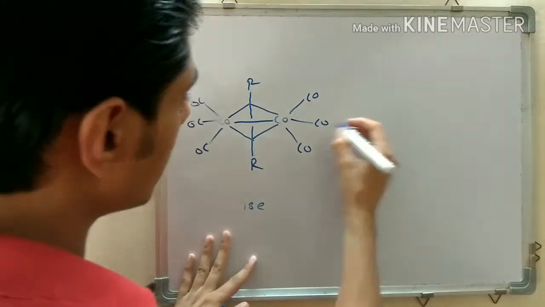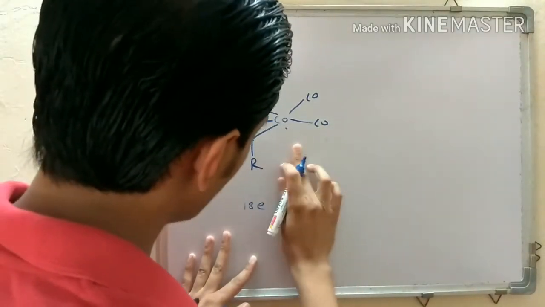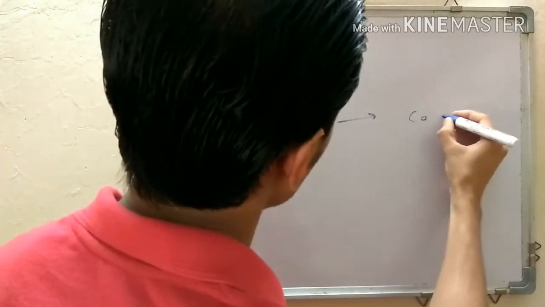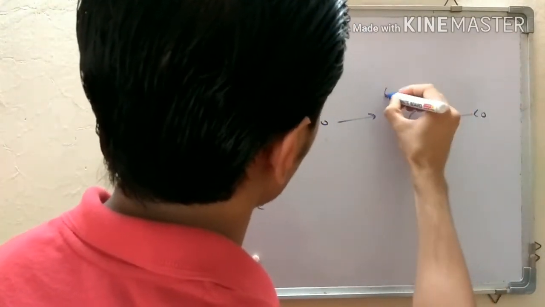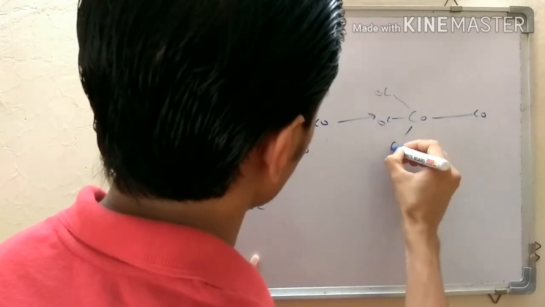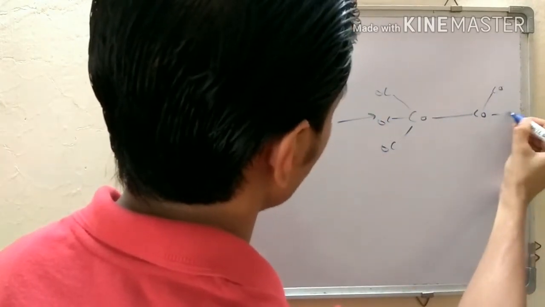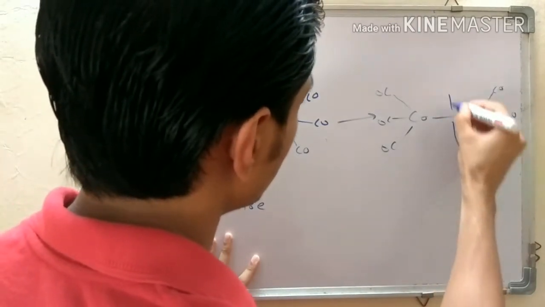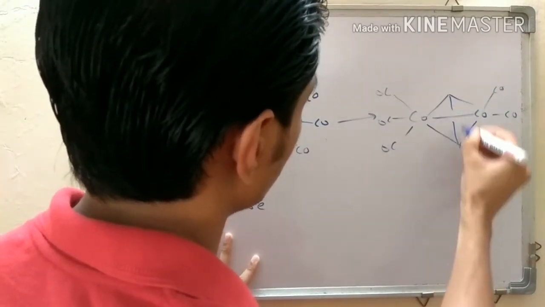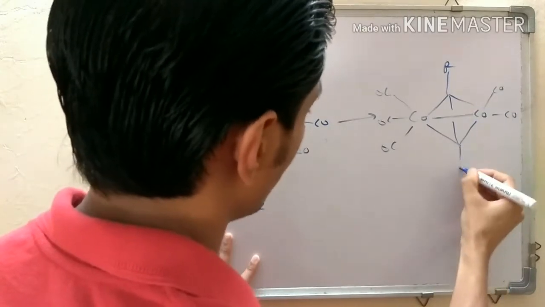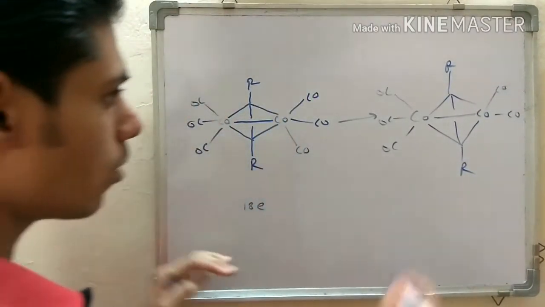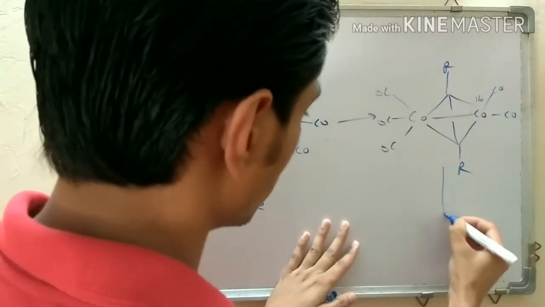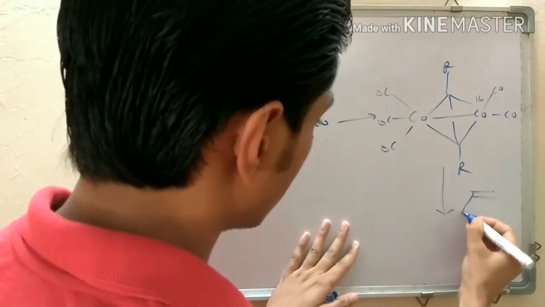So let's say this carbonyl is now removed. So I will write another step. So now you will have this. So here you have this three carbonyl, but now there is a vacant position, and this alkyne is the same. It is here. So R and here R. Now this vacant position is now 16 electron, and at this vacant position the alkene can insert.